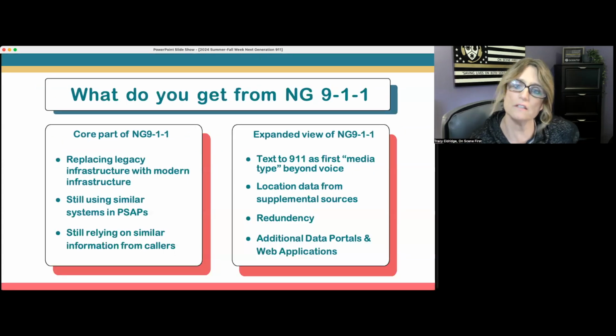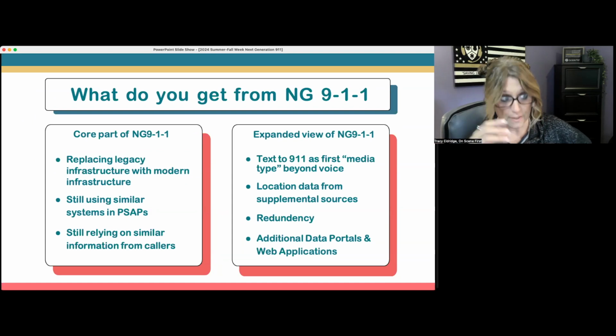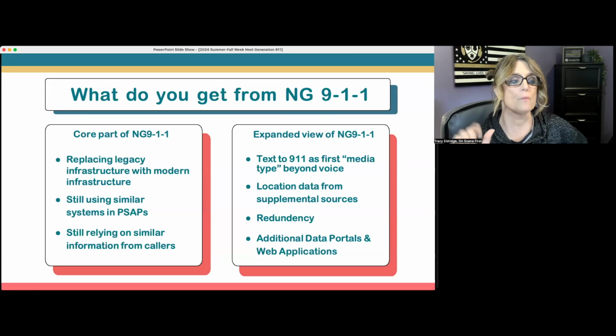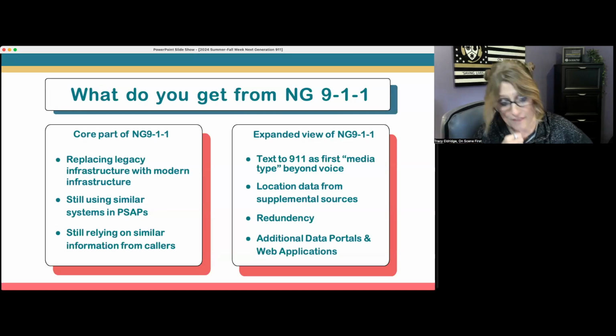And this is what it looks like. The core piece is that Next Gen 911 is replacing the legacy infrastructure with modern infrastructure. We're still using similar systems in the 911 space as we have been for probably the last 15, 20 years. We are on the computer-based phone systems, most are anyway. I don't know any that are not.